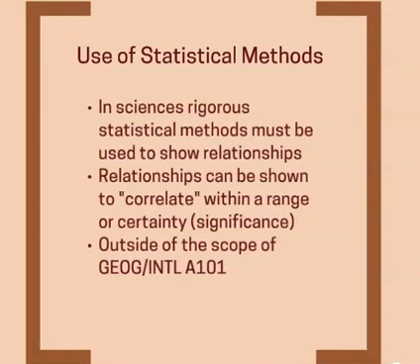One of the ways that causation can be demonstrated is by using rigorous statistical methods that show not just relationships but correlations between one variable and another. Relations can be shown to correlate within a certain range of significance or certainty. These statistical methods are outside of the scope of this particular course, but I wanted to make sure you understood that in the social sciences there is a great deal of statistical rigor.